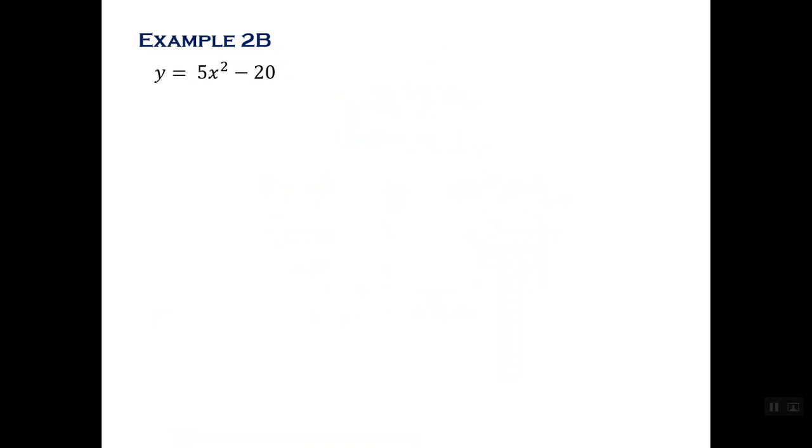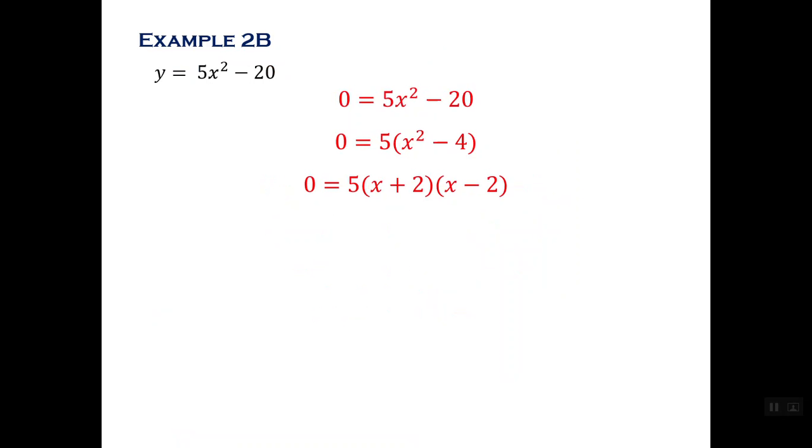Example 2b, again, this one's slightly different from the note sheet. Same situation. We want to figure out the solution, so we set it equal to 0. How do we factor this? Well, I do recognize right away that there is a greatest common factor of 5. So I'm going to factor out a 5, and I'm left with x squared minus 4. That factor of x squared minus 4 is still factorable because I see that that is a difference of perfect squares. So I realize that I can factor that part into x plus 2, x minus 2.